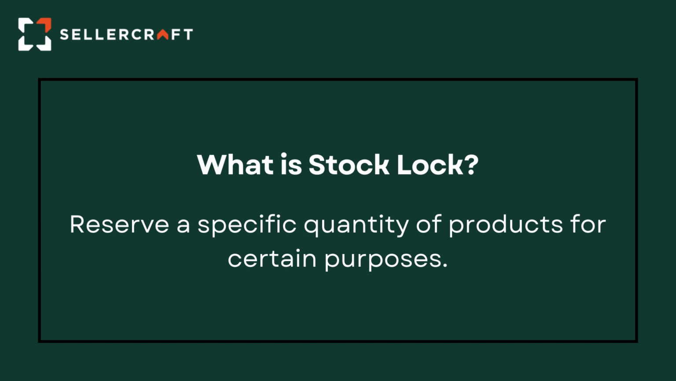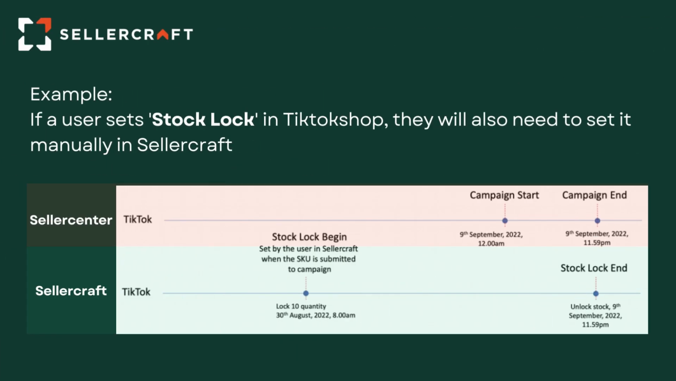Stock lock is applied to reserve a specific quantity of products for certain purposes, such as promotions or a campaign period. The start date will be right after sellers save the stock lock in Sellercraft, and sellers should set the stock lock in Sellercraft, aligning it with the date that the SKU is approved for the campaign. Similarly, when determining the end date and time for the stock lock, ensure it coincides with the end date and time of the campaign.